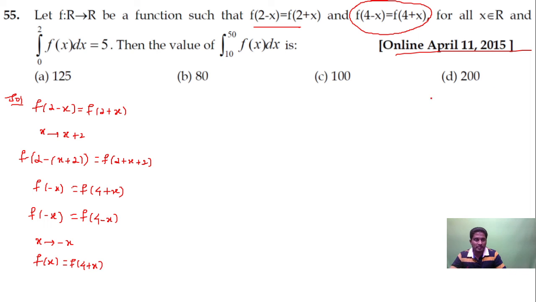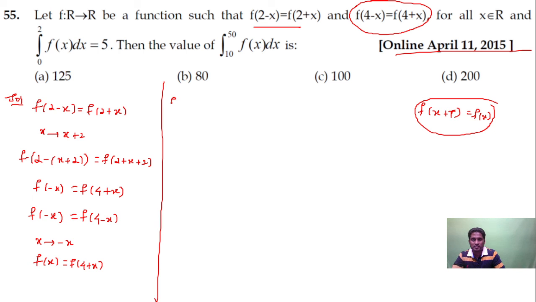I taught you this: if f of x plus t is equal to f of x, then t is called the period if t is the least positive real number. So f of 4 plus x is equal to f of x. Therefore f of x is a periodic function with period 4.